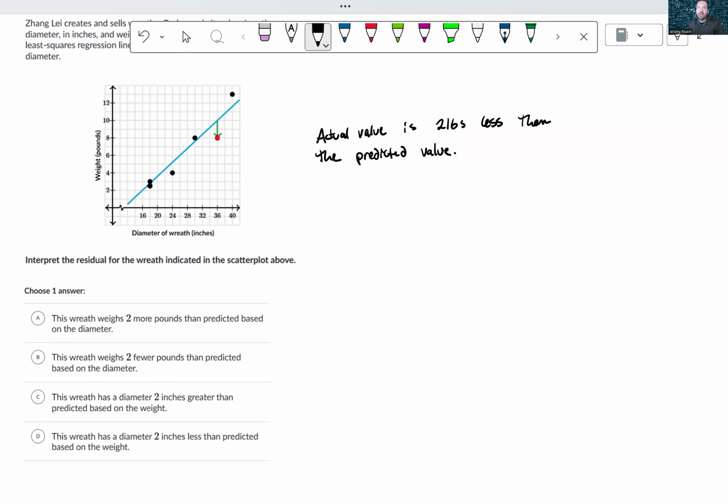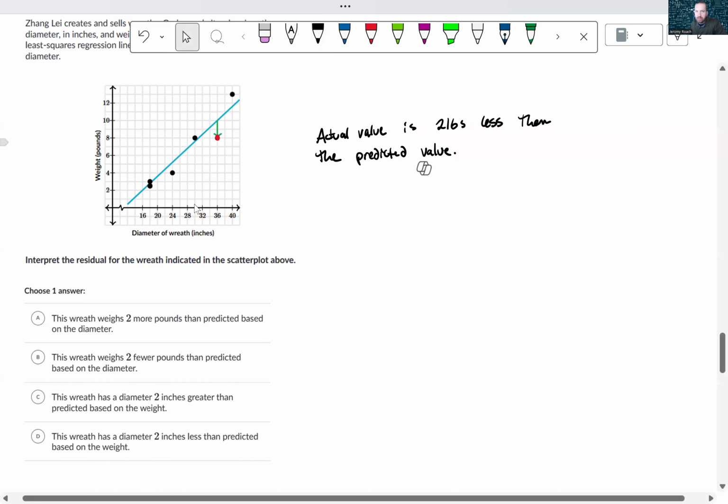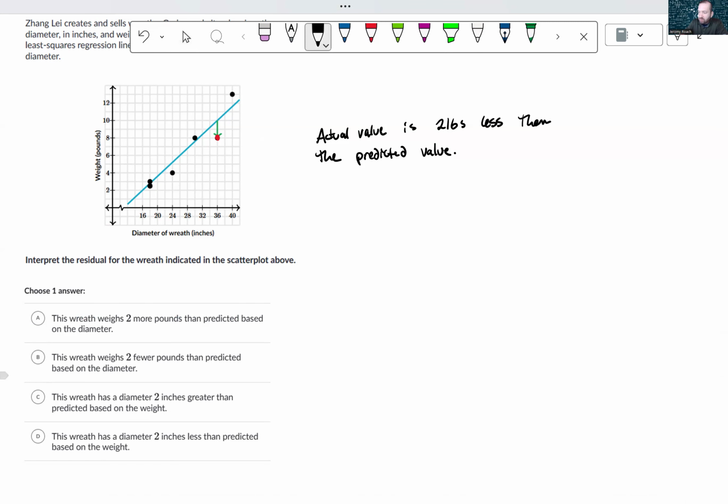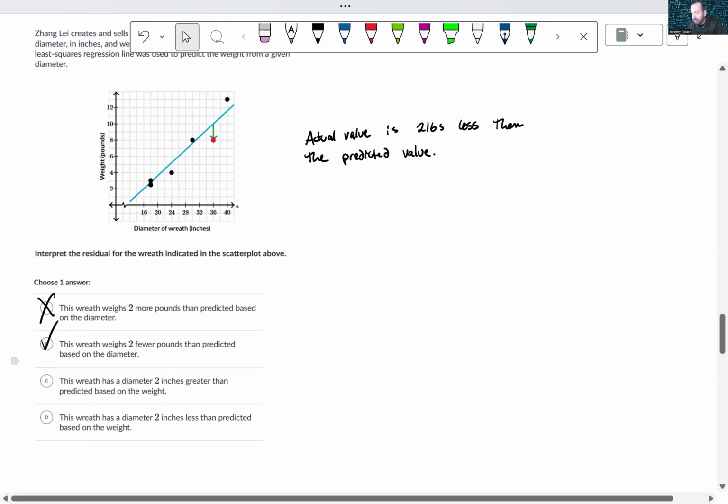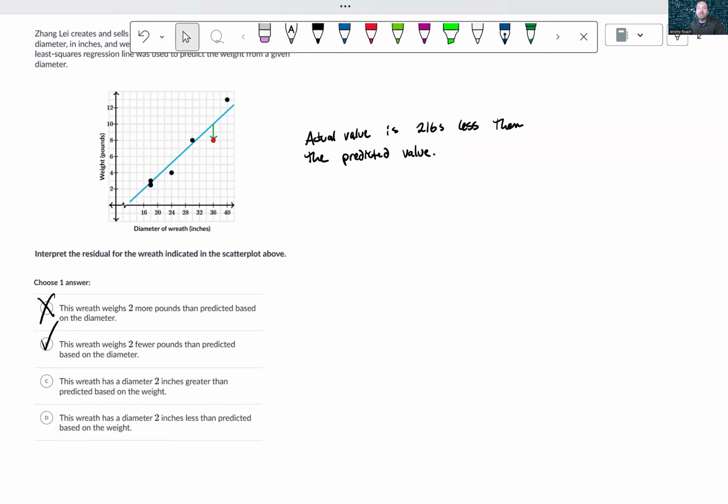Now let's take a look at our answer choices. It says this wreath weighs 2 more pounds than predicted based on the diameter. Now this wreath weighs 2 less pounds, not A. B says the wreath weighs 2 fewer pounds than predicted based on the diameter. That's correct. Now let's just check C and D just to make sure that those aren't correct.